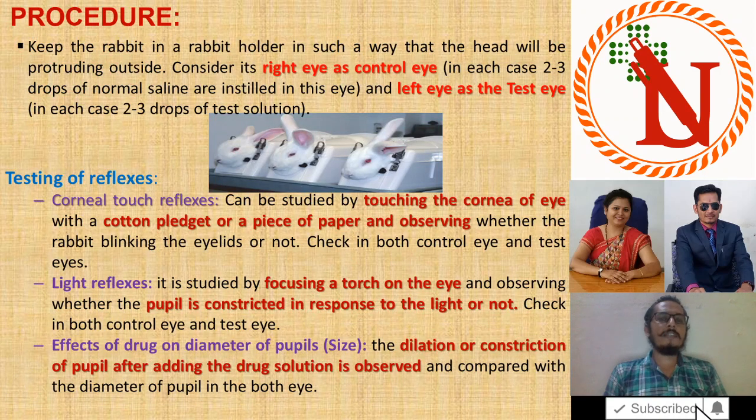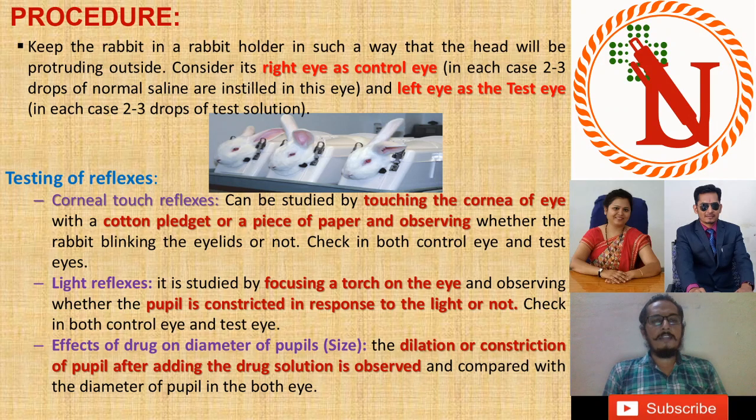In the procedure section, we will put the rabbit into the rabbit holder such that its head is outside the holder. In this practical, we will consider the right eye as the control eye, because we are going to introduce normal saline into the right eye, and we will consider the left eye as the test eye, because we are going to introduce the test solution into the left eye.